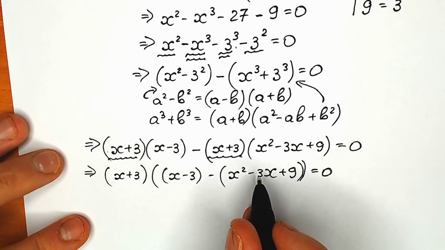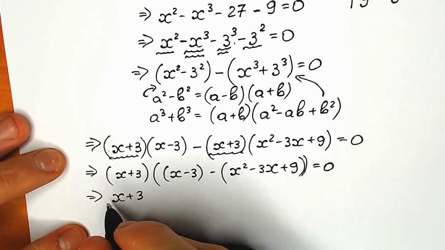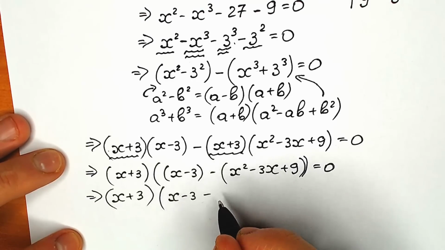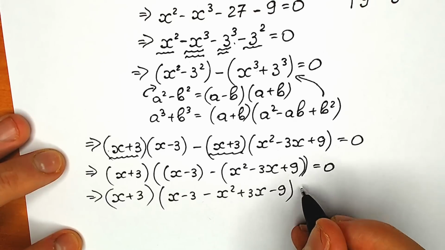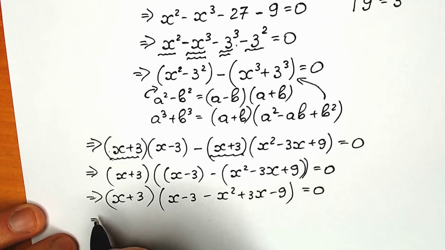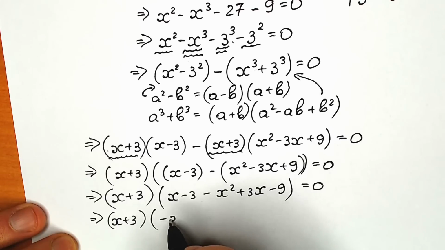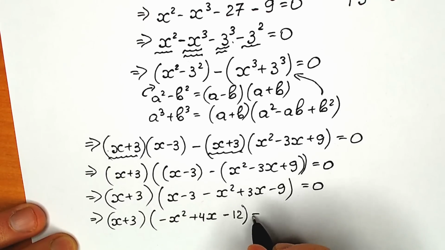Right now, let's simplify our second parenthesis a little bit. As a result, we have x plus 3, and inside another parenthesis, we have x minus 3 minus x squared plus 3x minus 9. And right now, we're going to simplify it. As a result, we have minus x squared, right? So we have the same beginning, x plus 3, we have minus x squared. The next thing, we have x plus 3x, so plus 4x, and we have minus 3 minus 9 equal to minus 12, equal to 0.